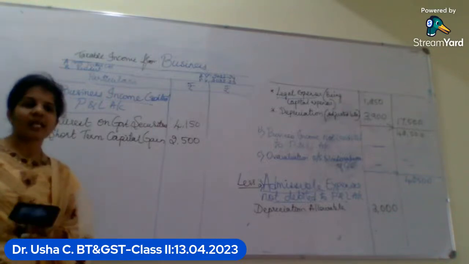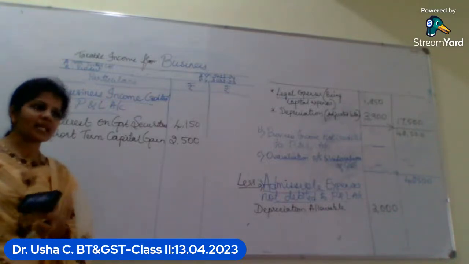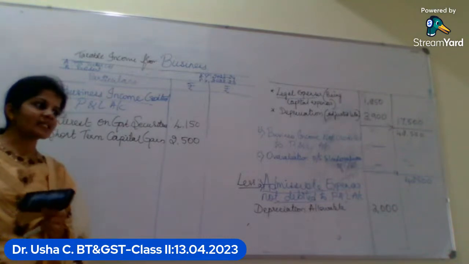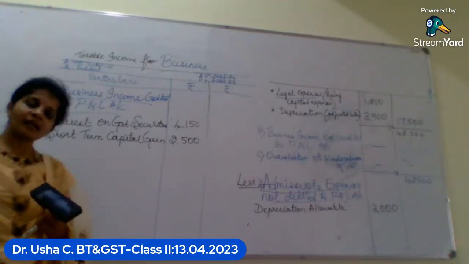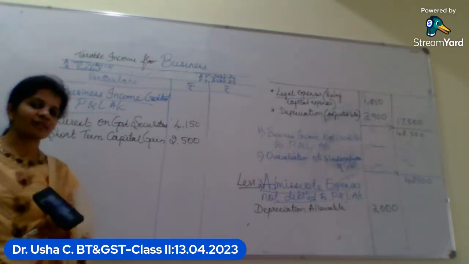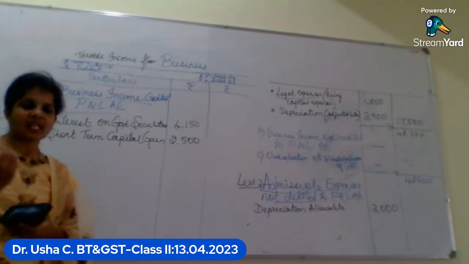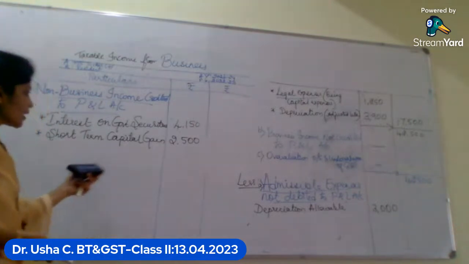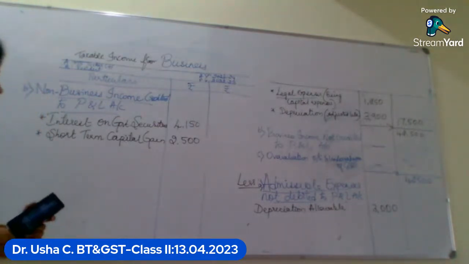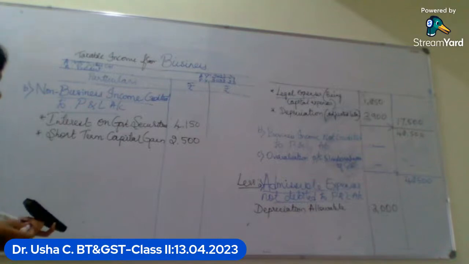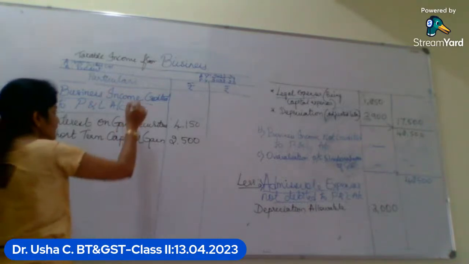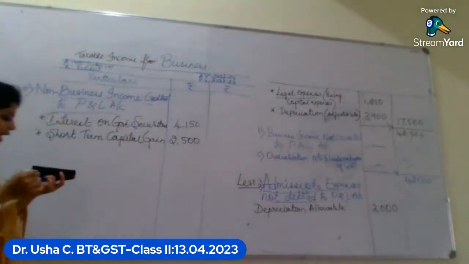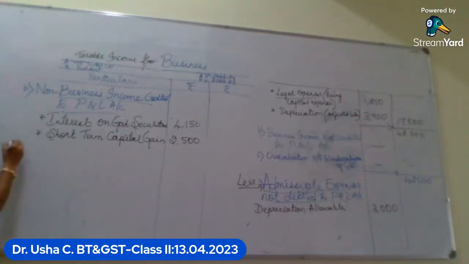Earlier it was allowed. Now sundry receipts. Next is sundry receipts. It is also a business income since there is no additional information relating to it, whether any other kind of receipts have been added to it as sundry receipts. So we can take this as a non-business income of two items: interest on government securities and the other one is interest on capital gain.